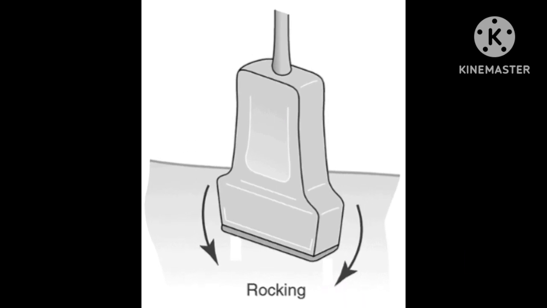Another movement is fanning movement. Fanning movement means up and down movement of the probe. When you are cutting an organ transversely, you should fan your probe up and down to take the entire image of the organ.